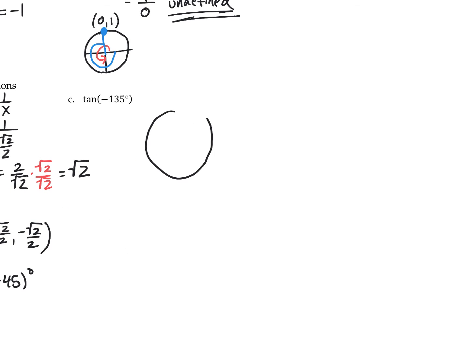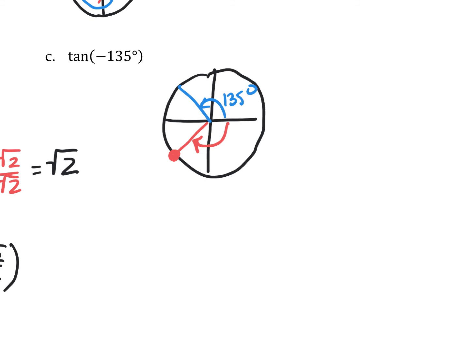Okay, tangent of negative 135. We're going to find 135 first. So 135 is right here. Negative 135 is the same amount of rotation but backwards. So we've seen this one before. We know the coordinates. I have it memorized, but you look at your unit circle, you write down the coordinates. The tangent is the y over the x, and we can see that the y and the x are the same quantity, so the tangent there is 1.